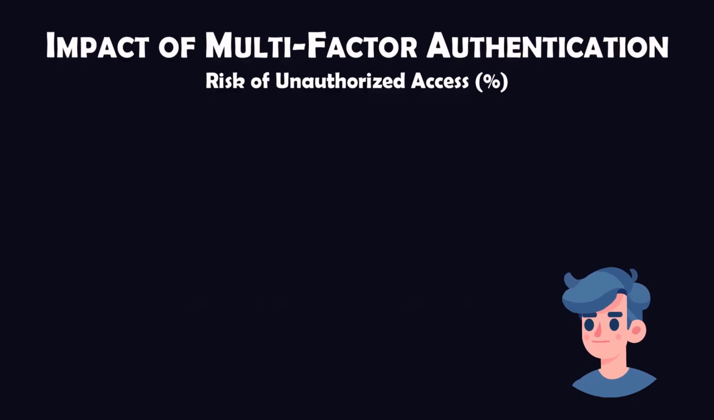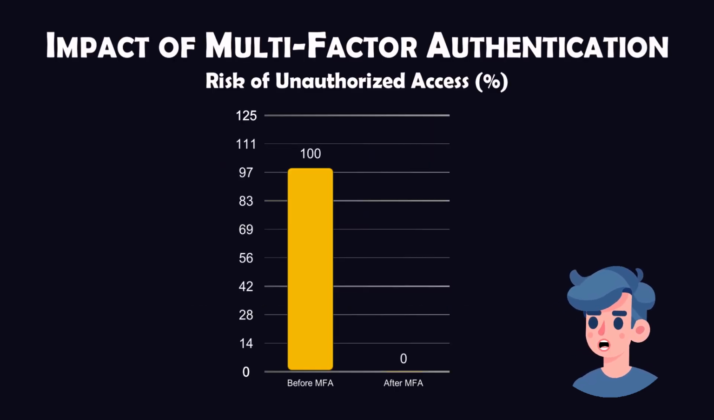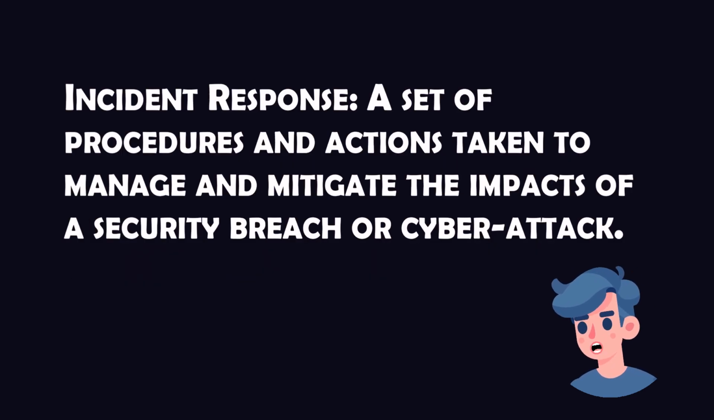For instance, let's consider an organization that implements multi-factor authentication, a preventive control, to reduce the risk of unauthorized access. Data shows that the risk of unauthorized access drops by approximately 99.9% with multi-factor authentication. Now, let's dive into incident response. Incident response involves a set of procedures that an organization must execute when an unexpected security breach occurs. The faster and more efficiently an organization can respond, the better they can minimize harm and recover.